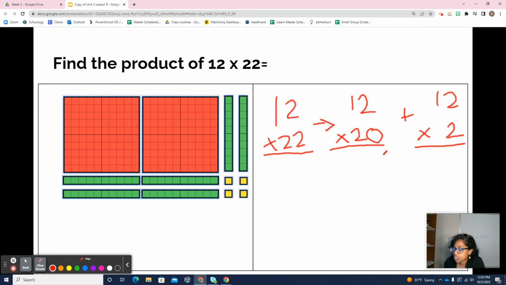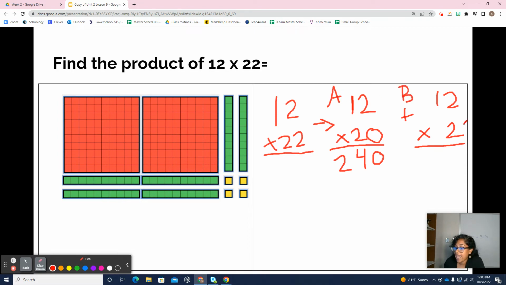Okay, now we're going to go ahead and solve. So if I have 12, I need to have 20 groups of 12. So what I can do is take 12 multiplied by 2, or 12 plus 12, which is 24. And 20 is in the tens place, so I have to move everything one place value. I'm going to add a 0. This was Chapter A. Now we're going to go ahead and do Chapter B.